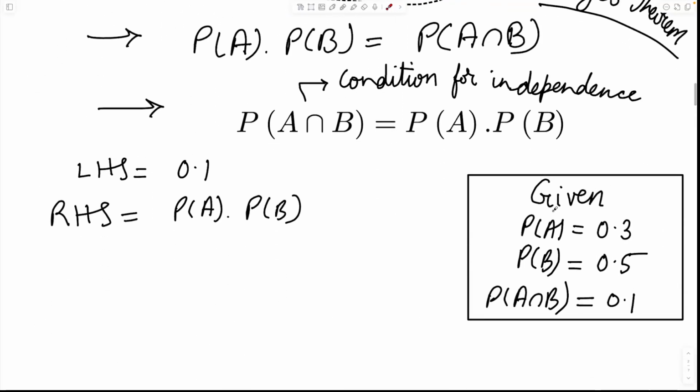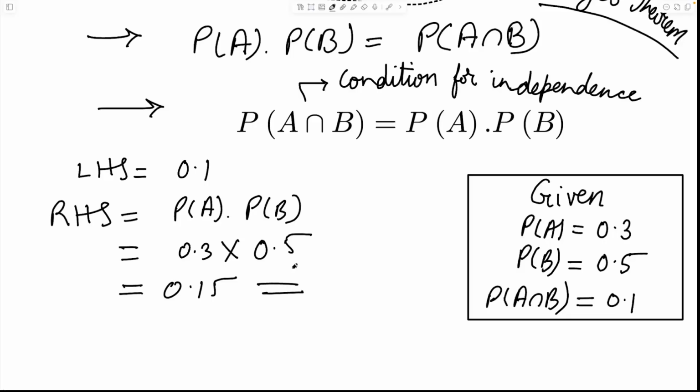I have again copied the given portion, that P of A is equal to this thing and all this. So let's apply it to the LHS. LHS is directly the application of the value of P(A intersection B), that is 0.1. RHS is given as this thing, right? We can then write that P of A is equal to 0.3 times 0.5, which is going to give you 0.15, right?